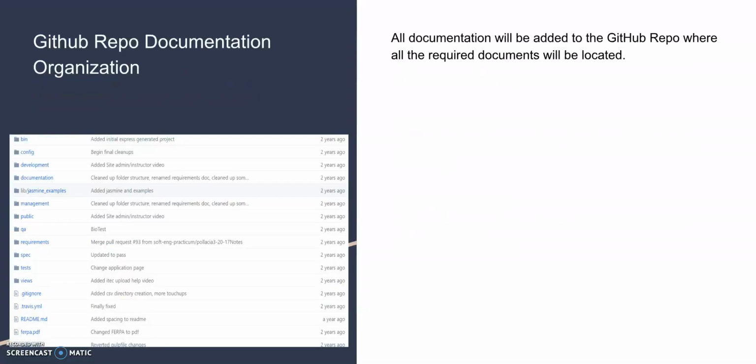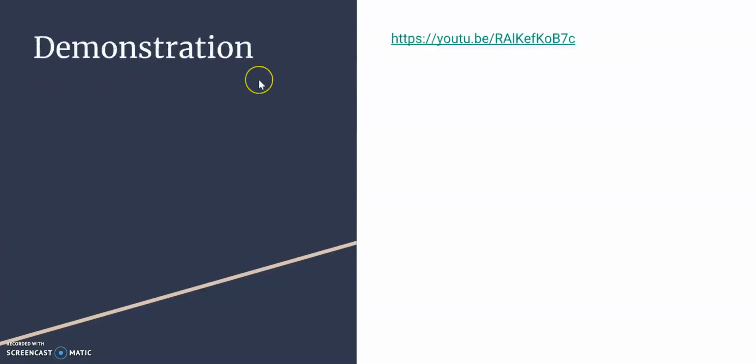All right, the GitHub repo documentation organization. All the documentation that we will come up with this semester will be put into the documentation folder in the repo. That's going to include all the new documentation and also all the old documentation, but they will be separated between old and new so that we don't get mistaken on what was done before and what was done now.